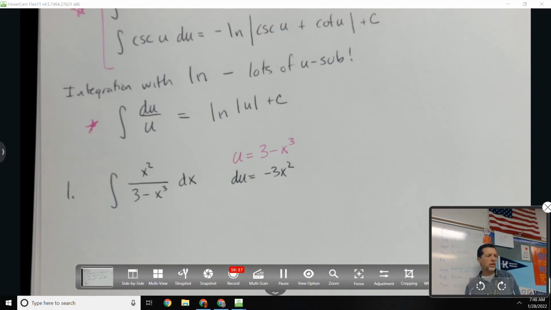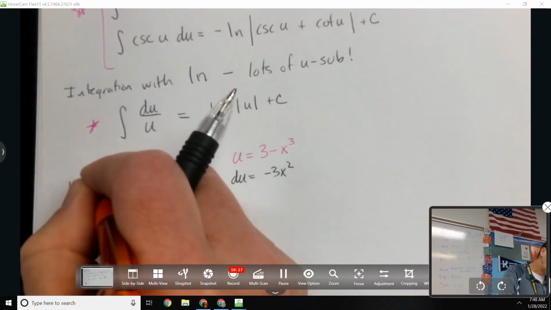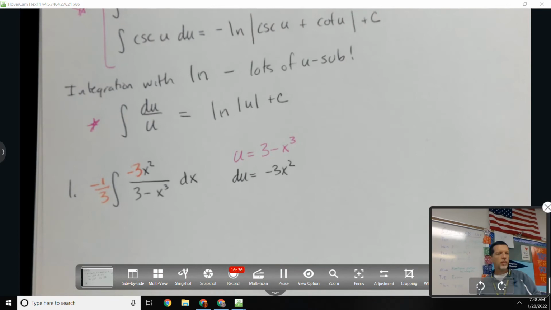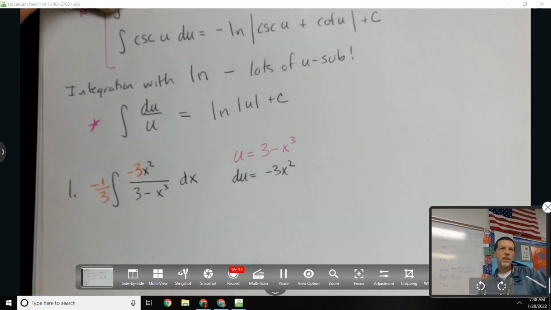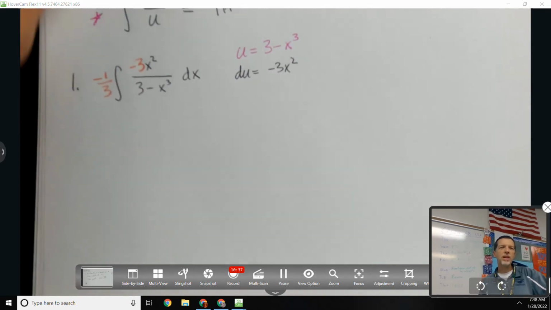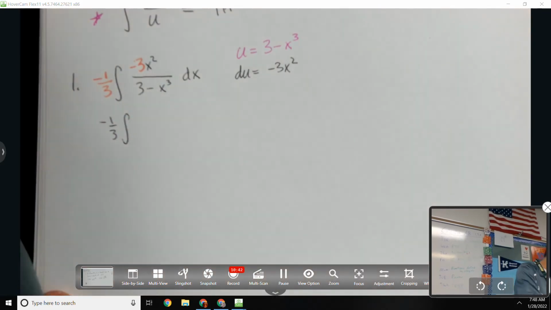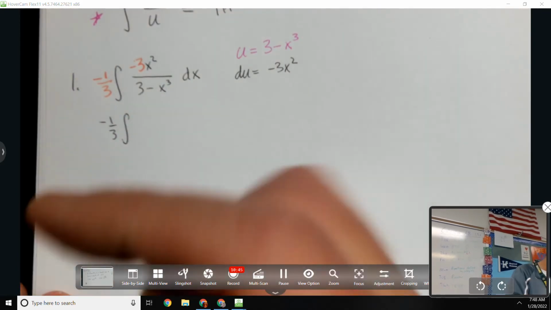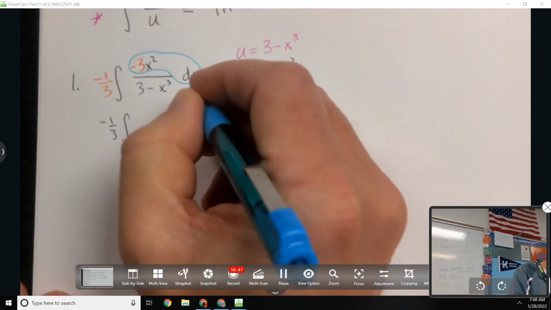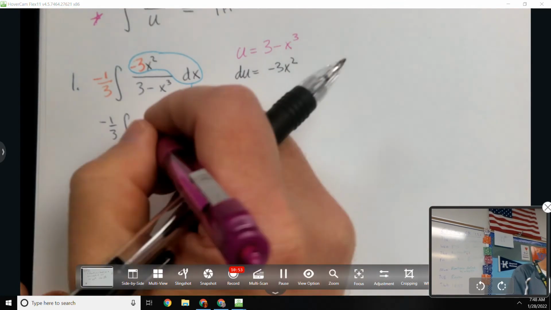So what do I need to do to the top to make this work? Yeah, I need a 3 or a negative 3, I guess, and then a negative 1/3 out front. Several problems kind of like that on the test yesterday. I think one was a 6, one was a 4, maybe depending on what version you had. So negative 1/3 antiderivative of 1 over u du.